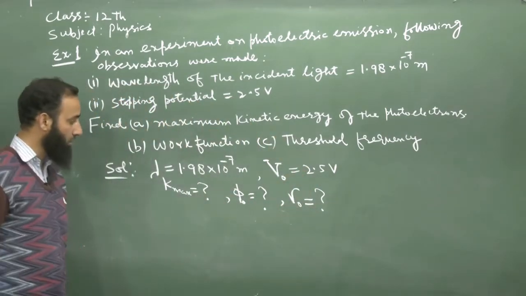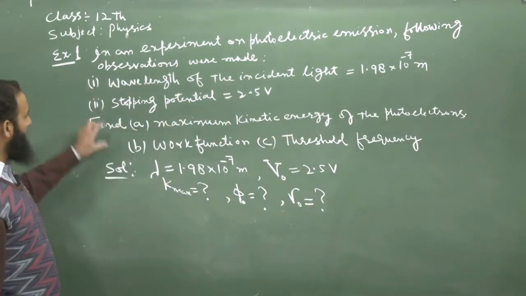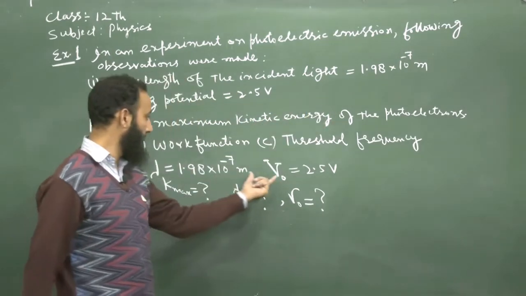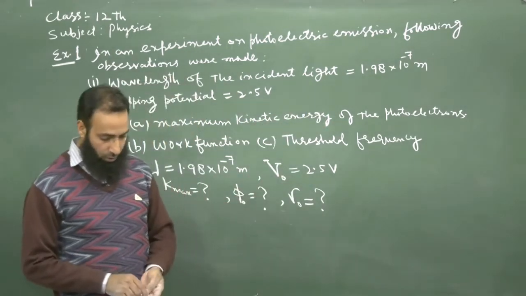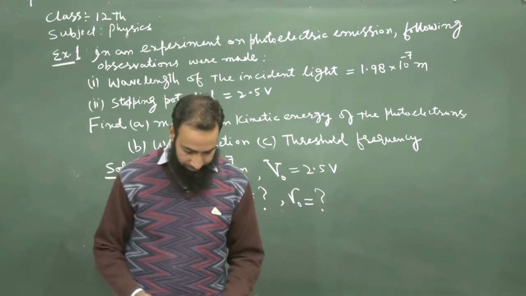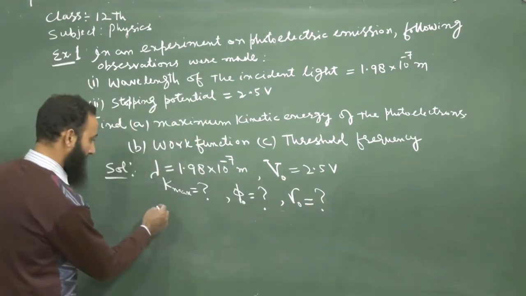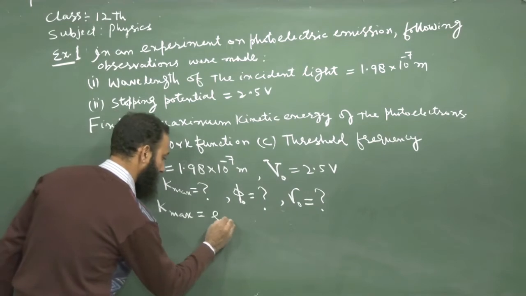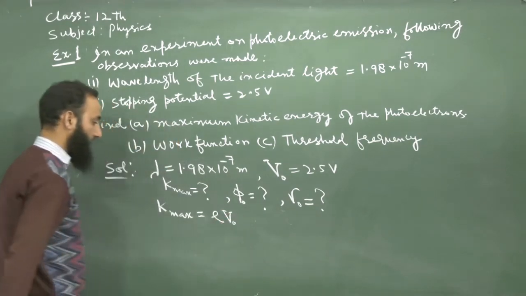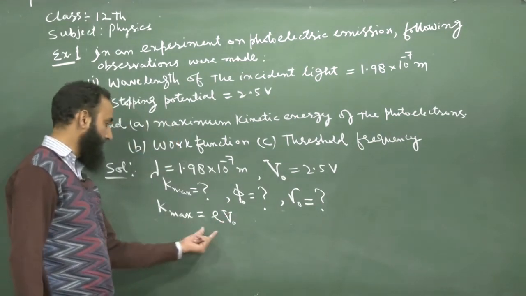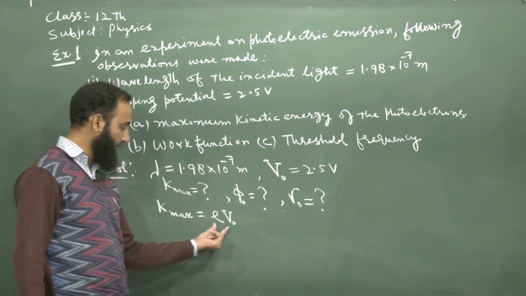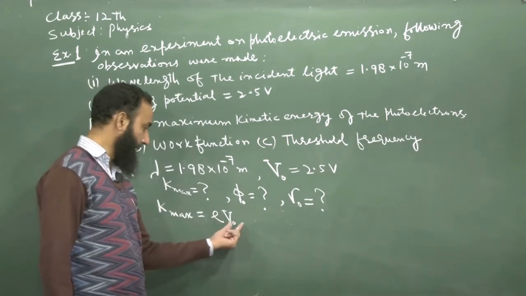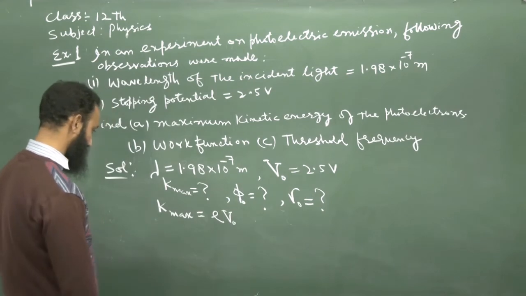These are the parameters which we have to calculate. The given parameters are the wavelength of the light and the stopping potential. We know that K max, the maximum kinetic energy, is related to the stopping potential. This is equal to e into V naught. This is the relation: maximum kinetic energy is equal to the charge of the electron times the stopping potential.